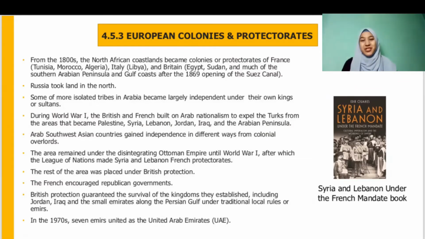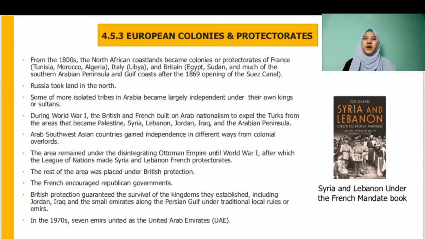European colonies and protectorates. From the 18th century, the North African coastline became colonies and protectorates of France, which is Tunisia, Morocco and Algeria, also Libya in Italy, and also Britain, which consists of Egypt, Sudan and much of the Southern Arabian Peninsula and Gulf Coast after the 1869 opening of the Suez Canal. Russia took land in the north.